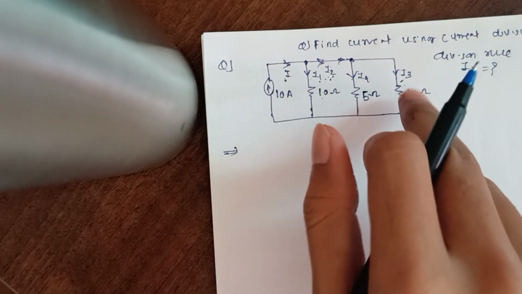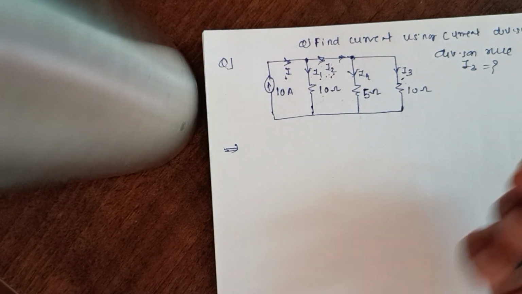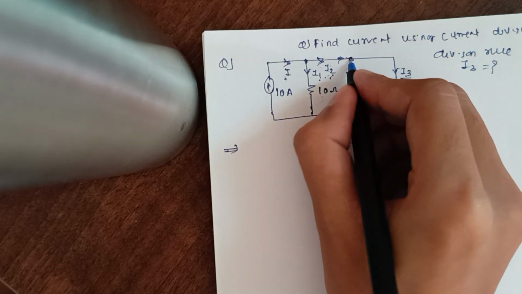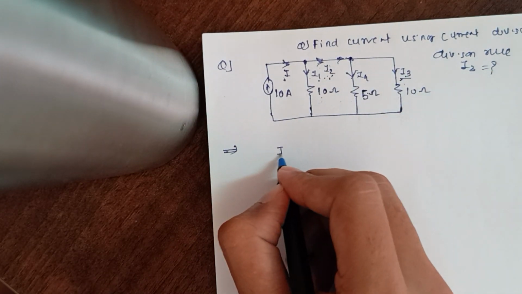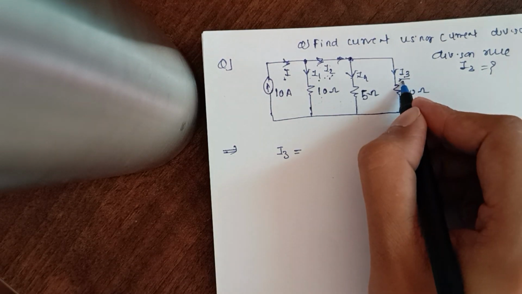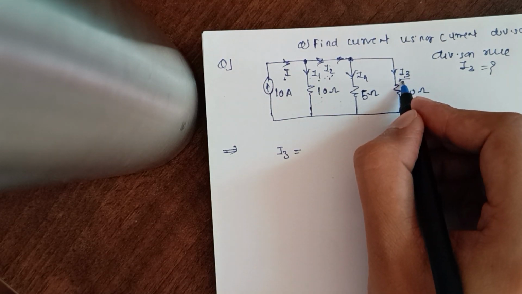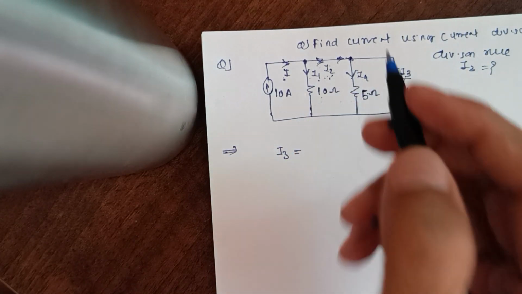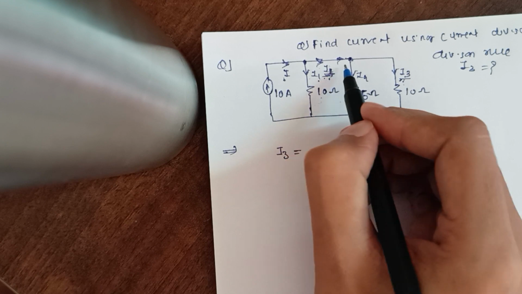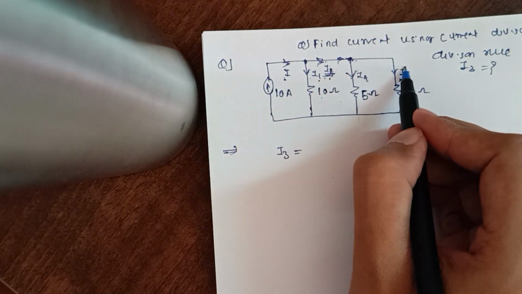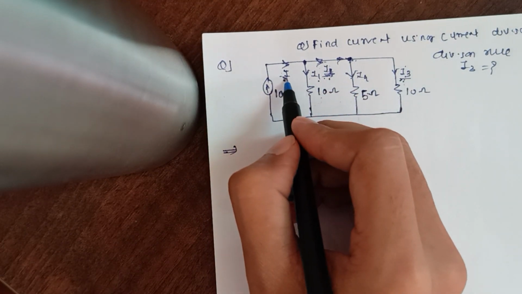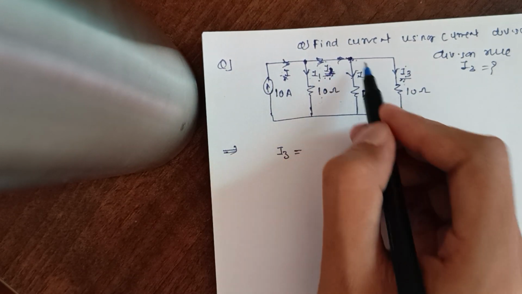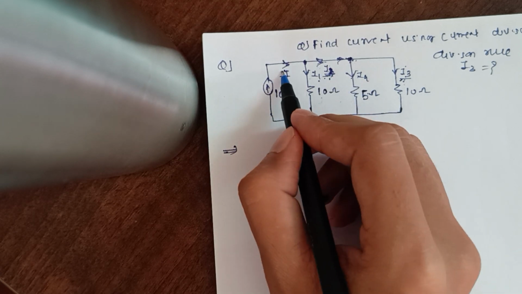So I want to find I3 by the current division rule. I will apply the current division rule at this node. The total current here is I2, and this I2 gets divided into I4 and I3. This I1 is not going to divide here, so the total current for this node is I2, not I.